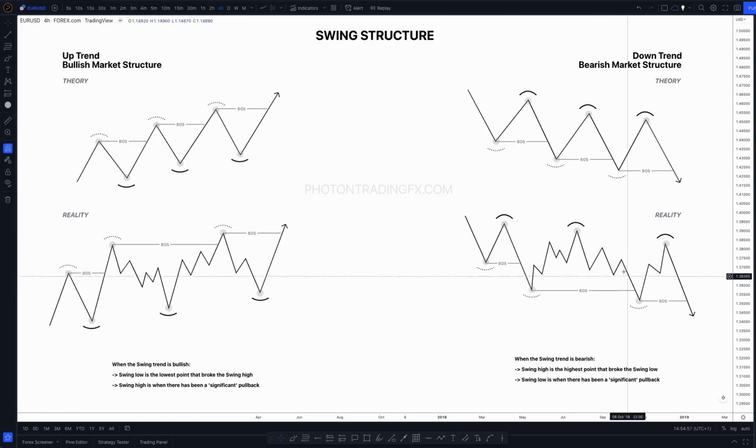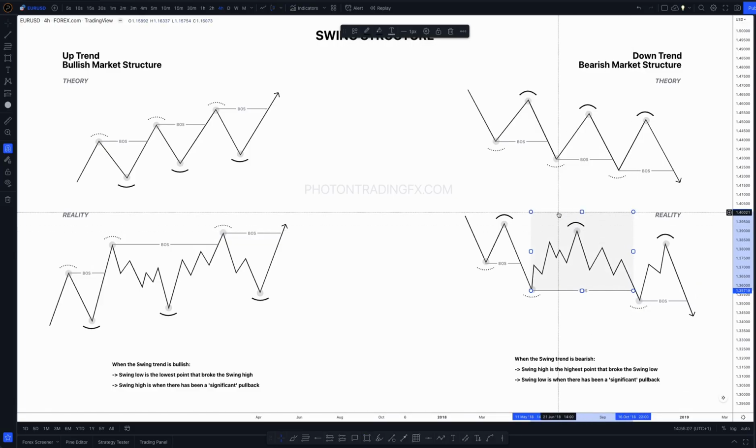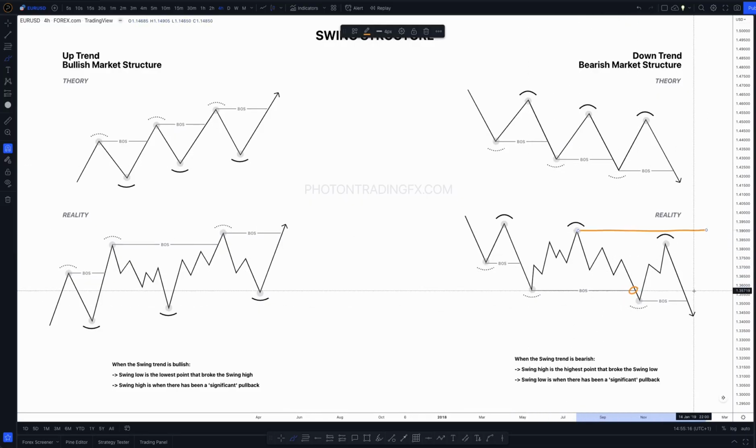So when we get that breaker structure, you want to look back on where's the highest point. Again, you can use the box trick to draw your box from the swing low to the point of where it's broken and then drag it to the upside. And you want to find the highest point in that box. And that's your new swing high, okay? So as soon as you get that breaker structure, straight away you can draw on your new swing high. You know exactly where it is in a bearish market.